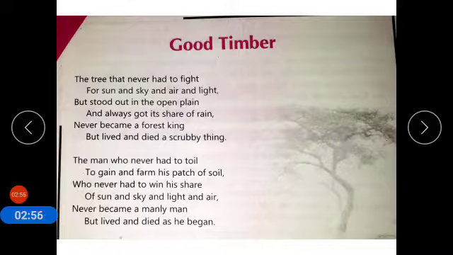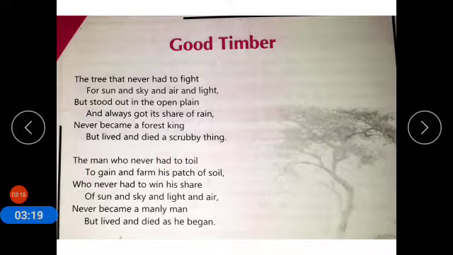Now coming to stanza number 2. The man who never had to toil to gain and farm his patch of soil, who never had to win his share of sun and sky and light and air, never became a manly man, but lived and died as he began.